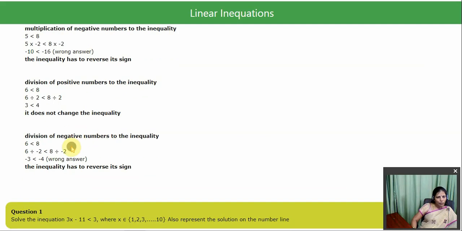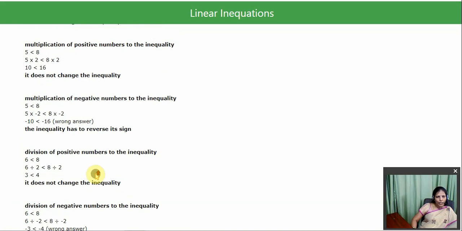Now let's see what happens when we divide by a negative number to the inequality. Now 6 is less than 8. We are dividing by a negative number, that is we are dividing both the sides with minus 2. So what is the result? By dividing with minus 2, here we get minus 3 and here 8 divided by minus 2 is minus 4. Is this statement true? Again it is wrong. So here the inequality needs to be reversed. So when you divide with a negative number, the inequality has to change its sign. It has to be reversed. Only then the statement will be true.